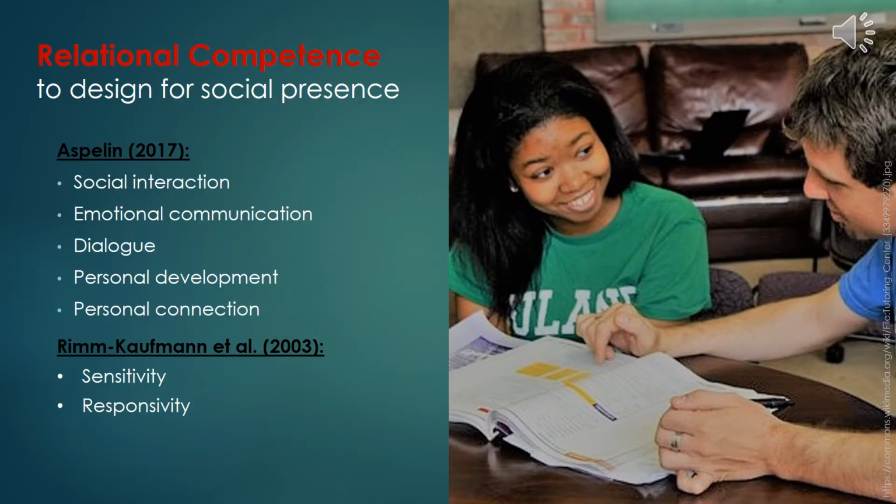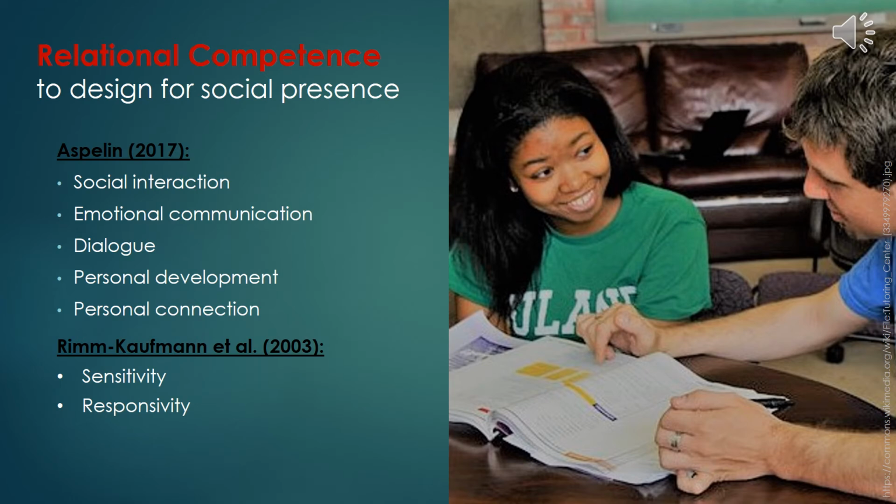I was doing another study on distance teachers in upper secondary school, and based on my prior knowledge and how difficult it is to create this social presence, I started to think about, well, what is it? What do you need to be able to do this? And I came across Jonas Aspelin, who's writing about relational competence, and he's talking about this as the ability to be socially interactive, have emotional communication, be able to create dialogues, personal development, and personal connection.